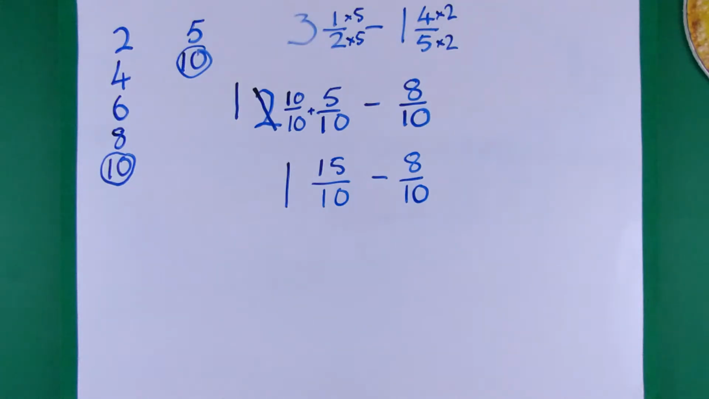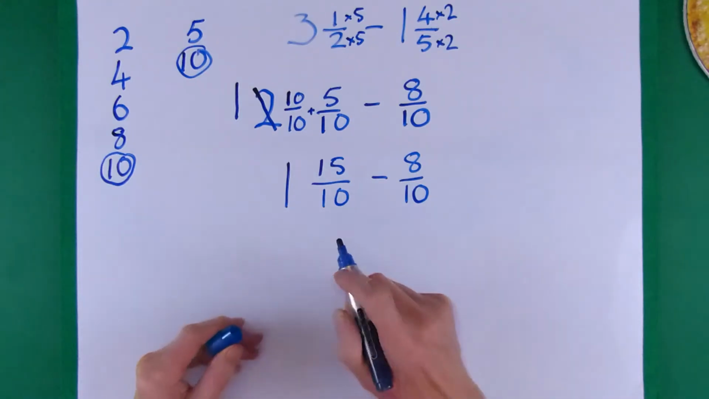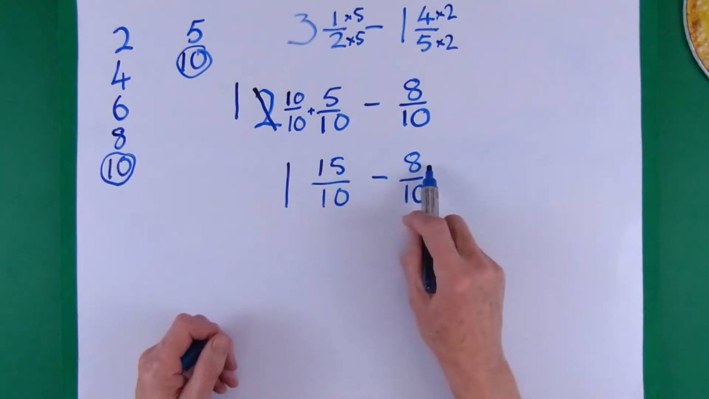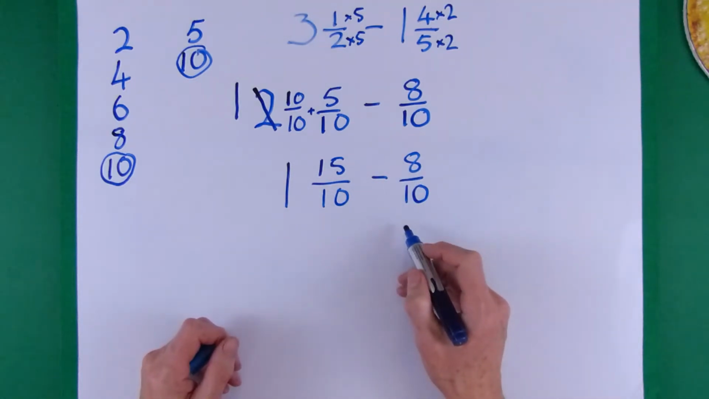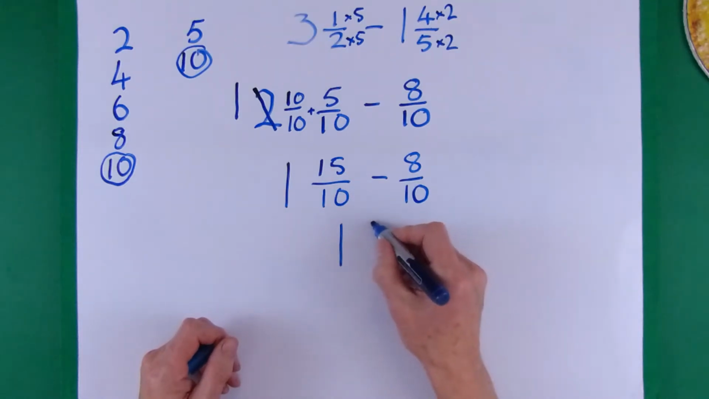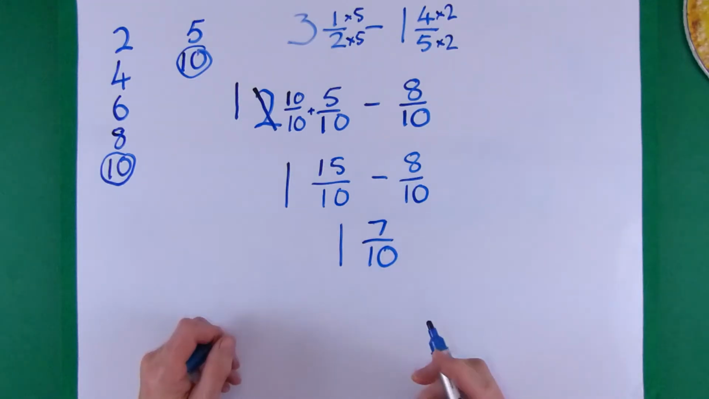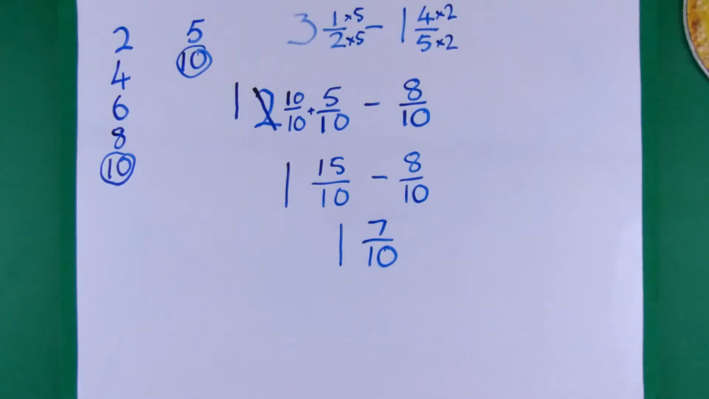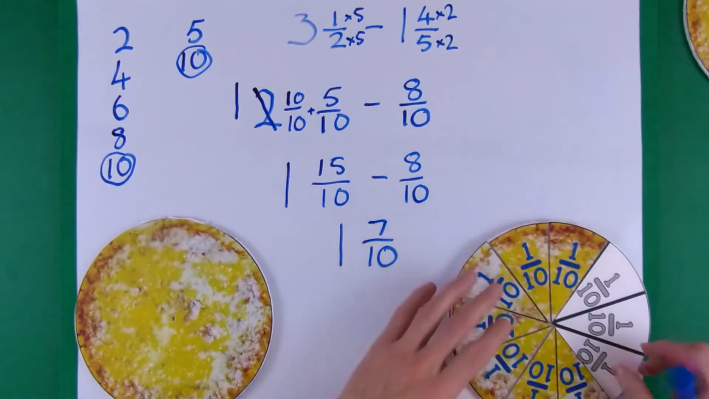Now, could you press pause and do the subtraction? Right, so you've got 1 and 15 minus 8. So 15 take away 8 leaves you with 7. So you're left with 1 and 7 tenths. And if we look at the pizzas, that's what we were left with. We've got 1 whole pizza and 7 tenths.